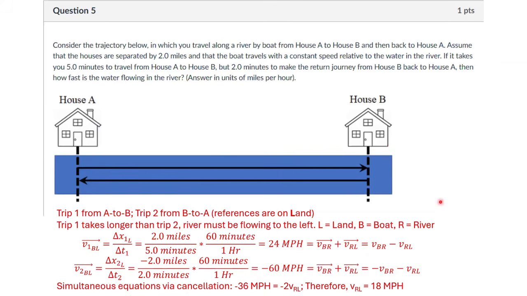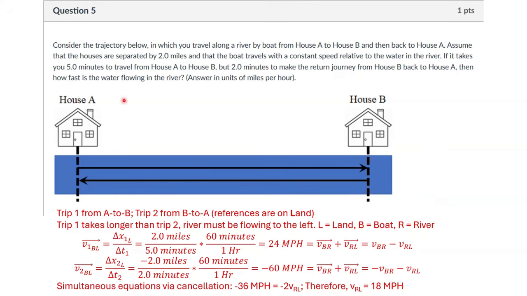Finally, question 5. Question 5 is a relative velocity problem. It's a hard one, but there are key concepts that work in any relative velocity problem, including if I give you an easier one, that you want to make sure you take note of.